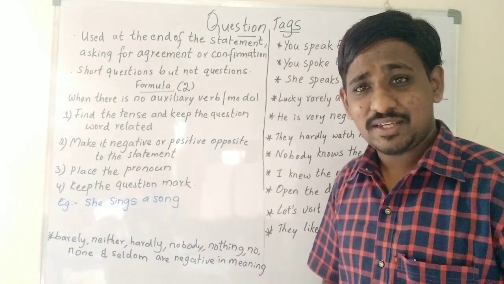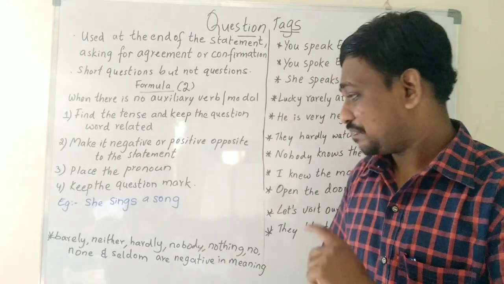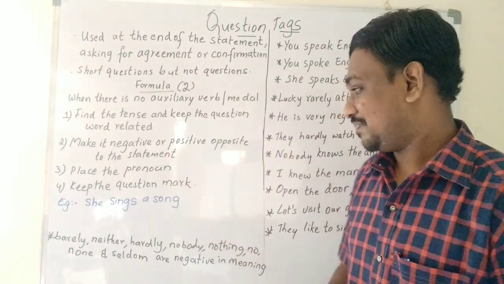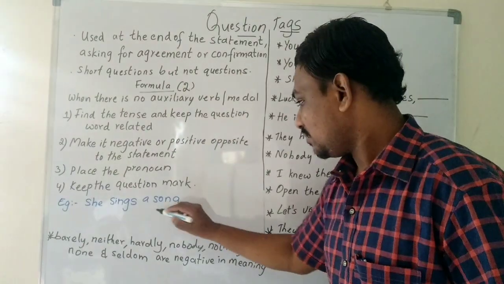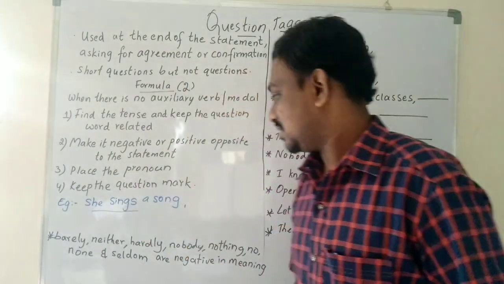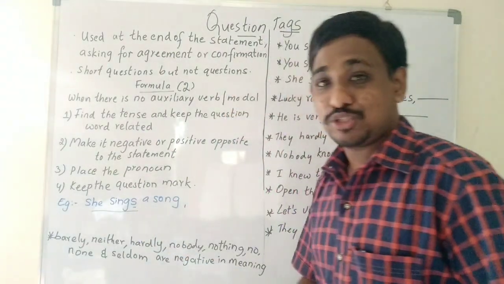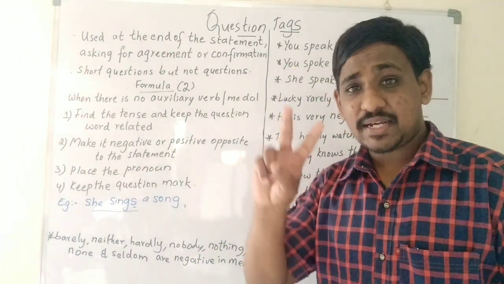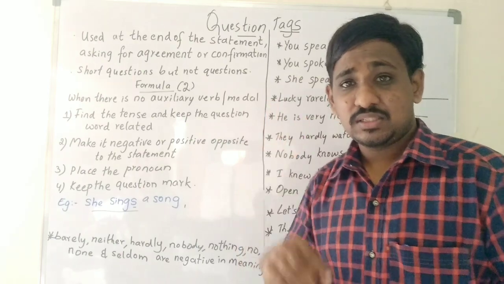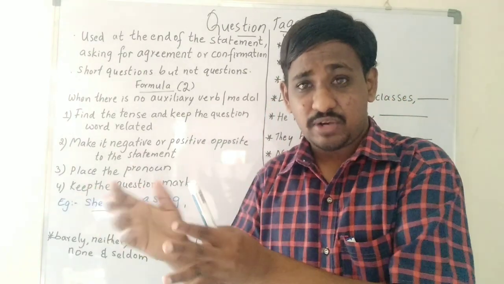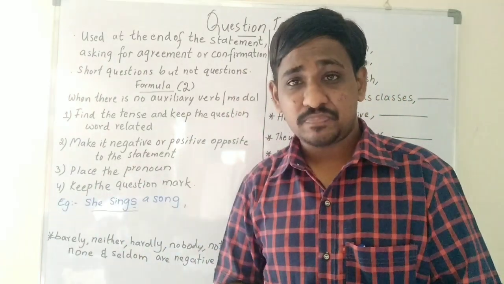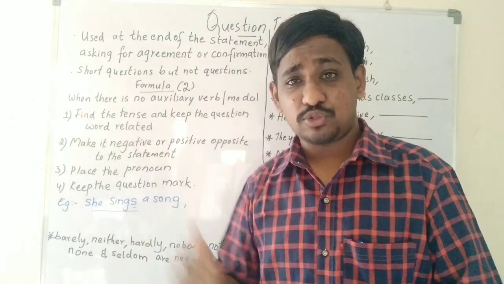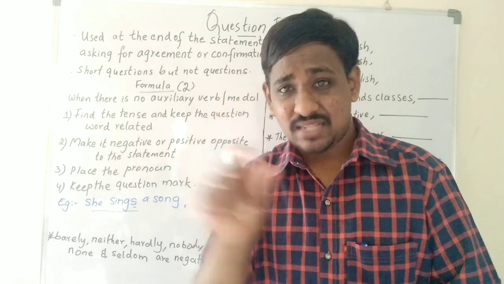Shall we try an example here? Okay. She sings a song. Don't search for the auxiliary word. It's not there. She sings a song. It is in simple present tense. Whenever "s" is there, usually does will come. In the simple present tense, do and does are the question words. She sings a song. Does she sing a song? That is the way to make a question. He listens to me. Does he listen to me? So the question word is does.